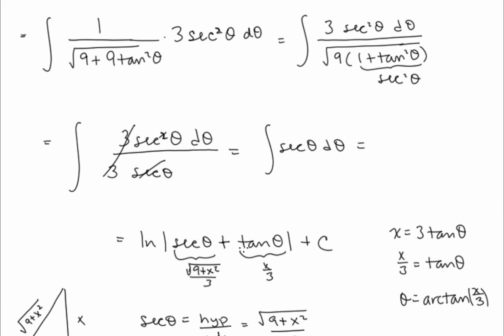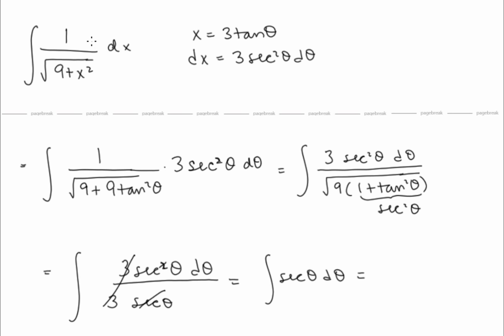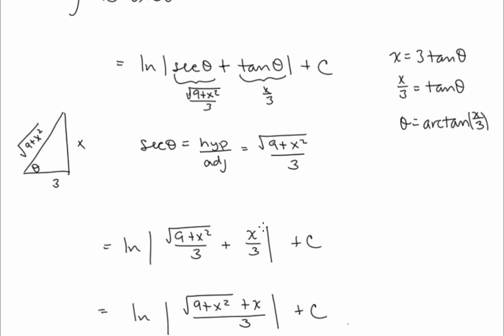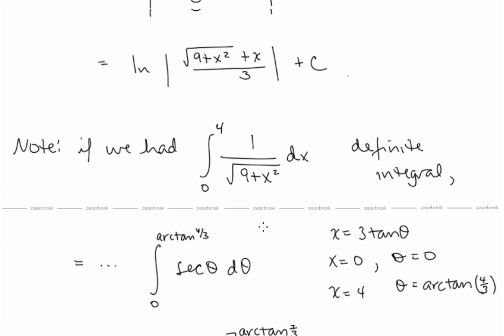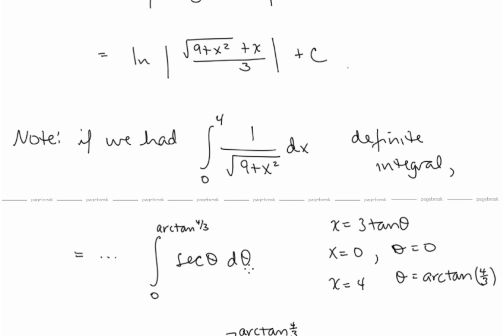Well, notice that by making the substitution, we went from the integral of 1 over radical 9 plus x squared dx to the integral of secant theta d theta. And the substitution was x equals 3 tan theta. So when we make that substitution, we're going to want to change our bounds to be bounds on theta.